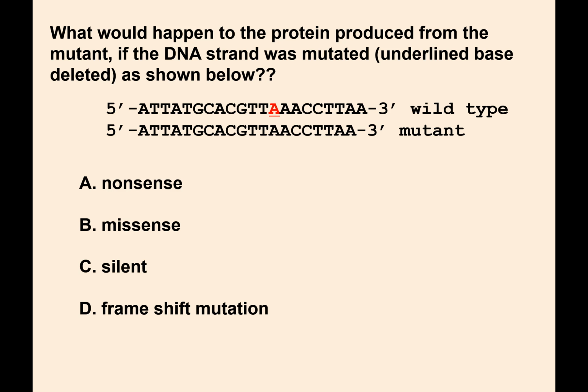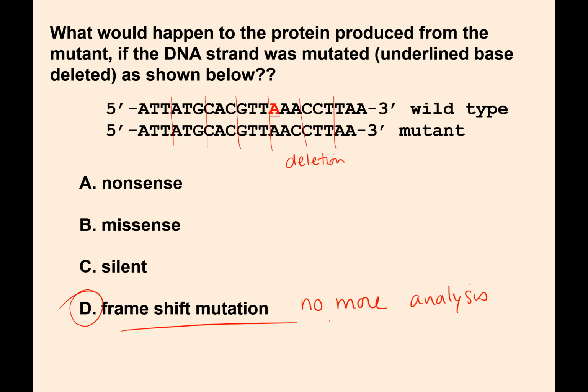Okay, here's another one. What would happen to the protein produced if the DNA strand was mutated as shown? Go ahead and pause the video. So what we can see is that we have a deletion. A deletion is always going to result in a frame shift. So an insertion or deletion is going to result in a frame shift and no more analysis. I don't want you to keep going and looking for nonsense or missense or silent mutations. Once you see frame shift, you are done.